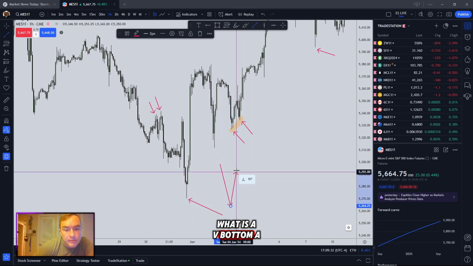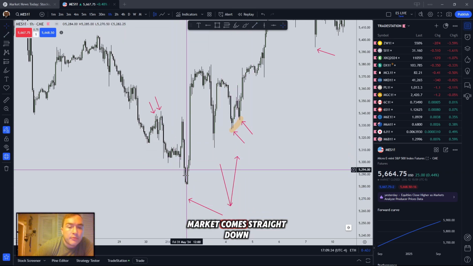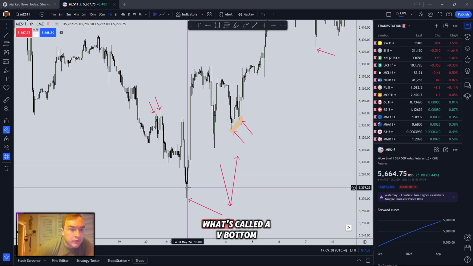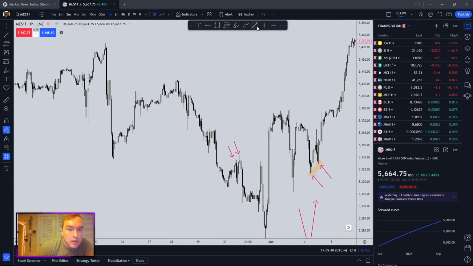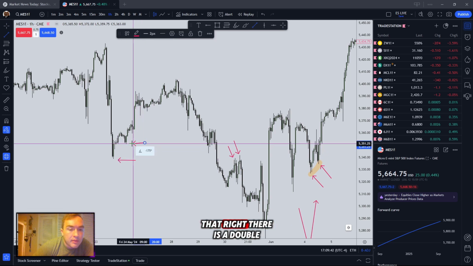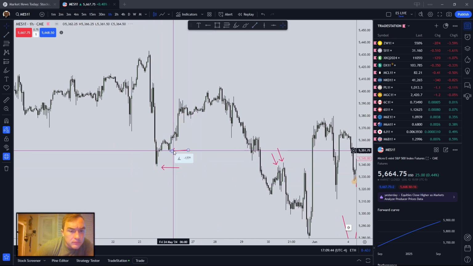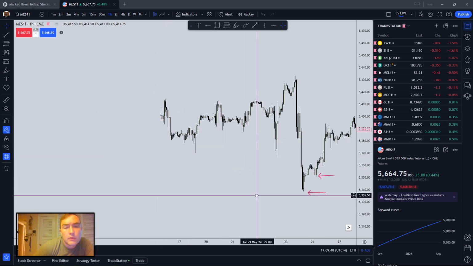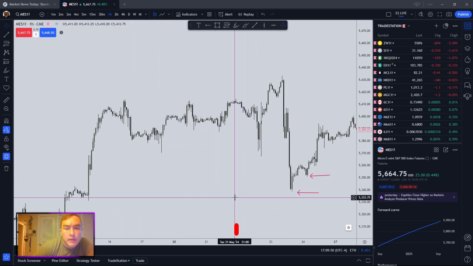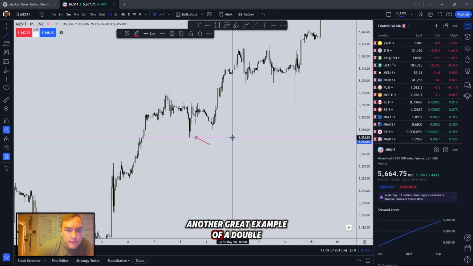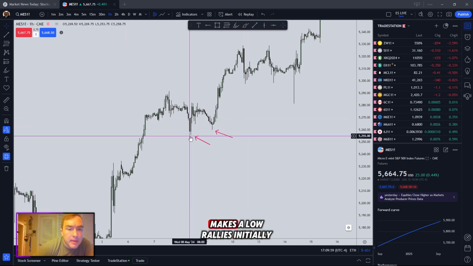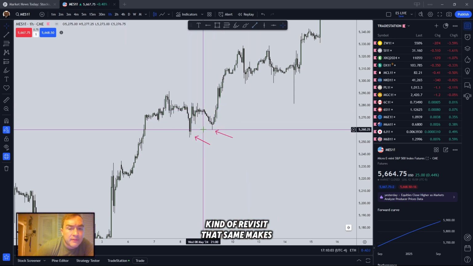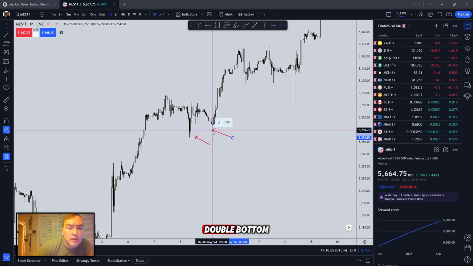What is a V bottom? A V bottom looks just like that. Market comes straight down, straight back up. There we have an example of what's called a V bottom. Now, roughly speaking, that right there is a double bottom. Roughly speaking, you could call it a single bottom, but I'm calling that a double bottom. Okay, another great example of a double bottom where the market comes down, makes a low, rallies initially, comes back down, kind of revisits that same low, makes a higher low, double bottom.